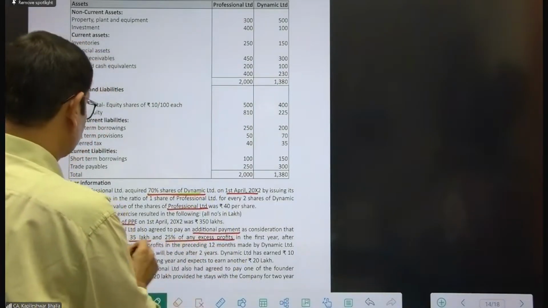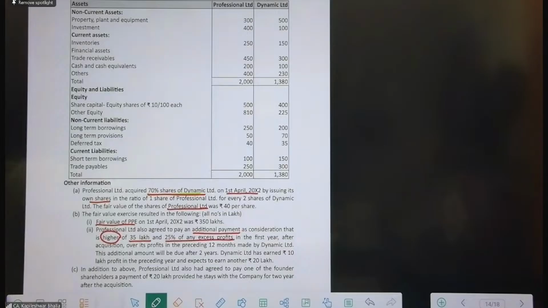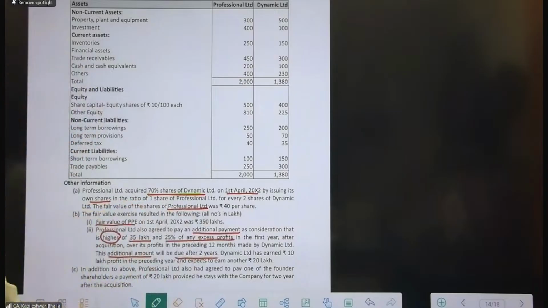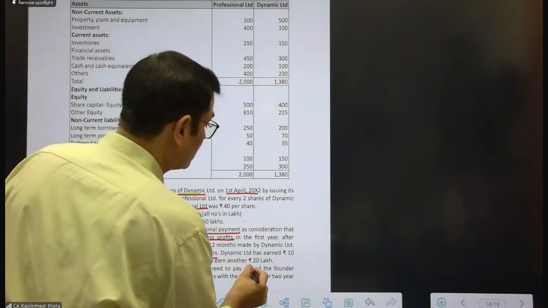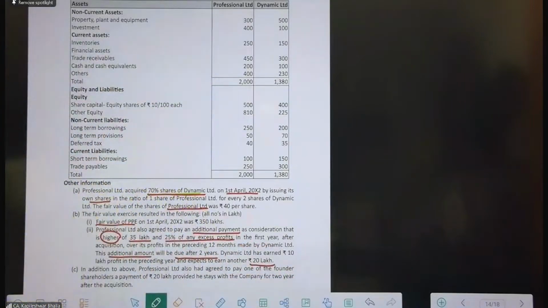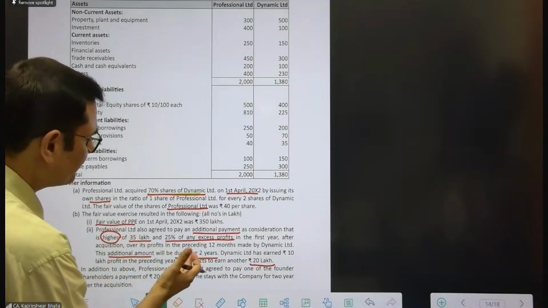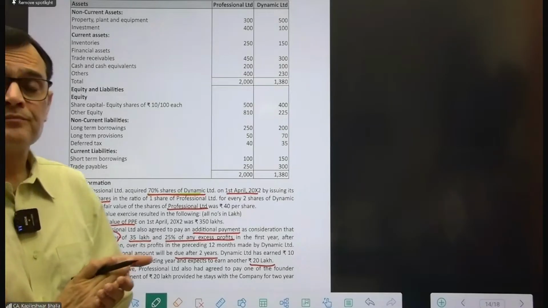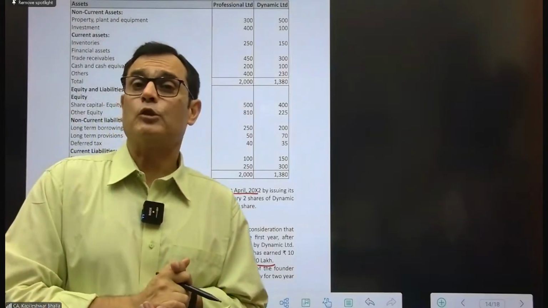Then he says, after acquisition over its profit in the preceding 12 months made by Dynamic. This additional amount is due after 2 years, so we need to discount it at time value of money. Dynamic has earned a 10 lakh profit in the preceding year and is expected to earn another 20 lakhs. So if I consider the excess profit in the first year, can you tell me what is the excess profit in this case? They've earned 10 lakh in the preceding year and they're expecting to earn 20 lakh rupees. So can I say the excess earnings in this case is 10 lakh? So 25% of 10 lakh works out at 2.5 lakh.